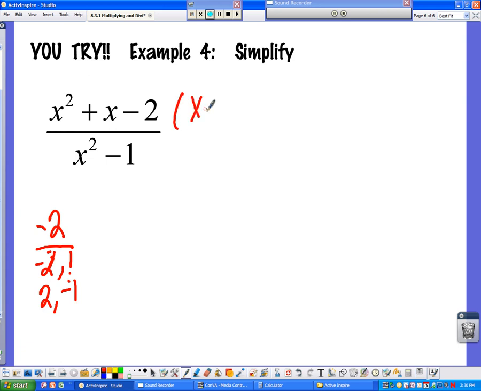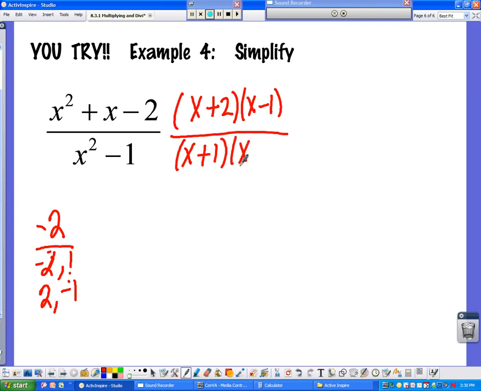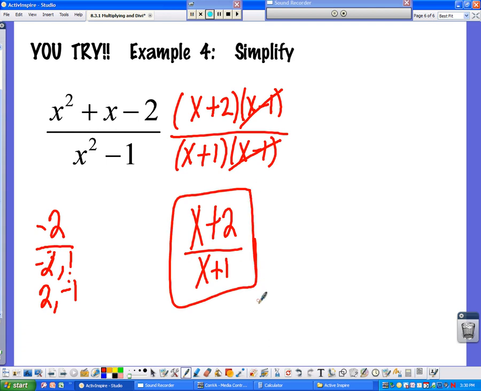So on top, I get x plus 2, x minus 1. And on the bottom, this one's a perfect square, and this one's a perfect square. So remember, it's x plus 1, x minus 1. Okay? And whatever's inside the parentheses, if it is the same, then remember, I can just cancel it off. So x minus 1 would cancel. And I get x plus 2 over x plus 1. Okay, as your final answer.